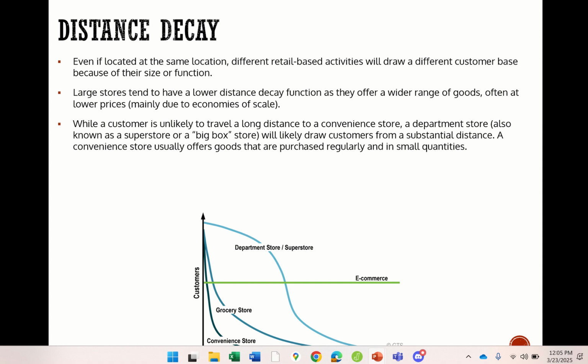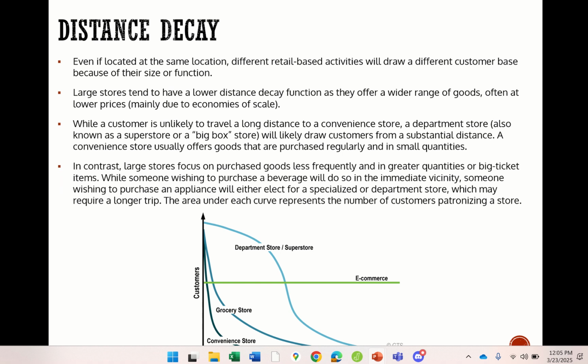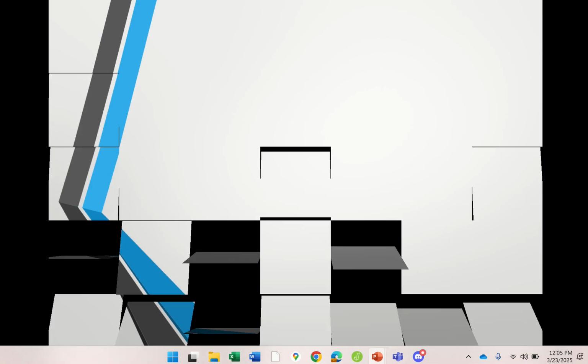Maybe you see a deal in the next town. You're willing to travel maybe an hour, maybe two. A lot of people do it all the time, going down to Costco in order to buy larger quantities of higher price items. And so this is basically the idea of why these three different types of stores generally have different distance decay models.